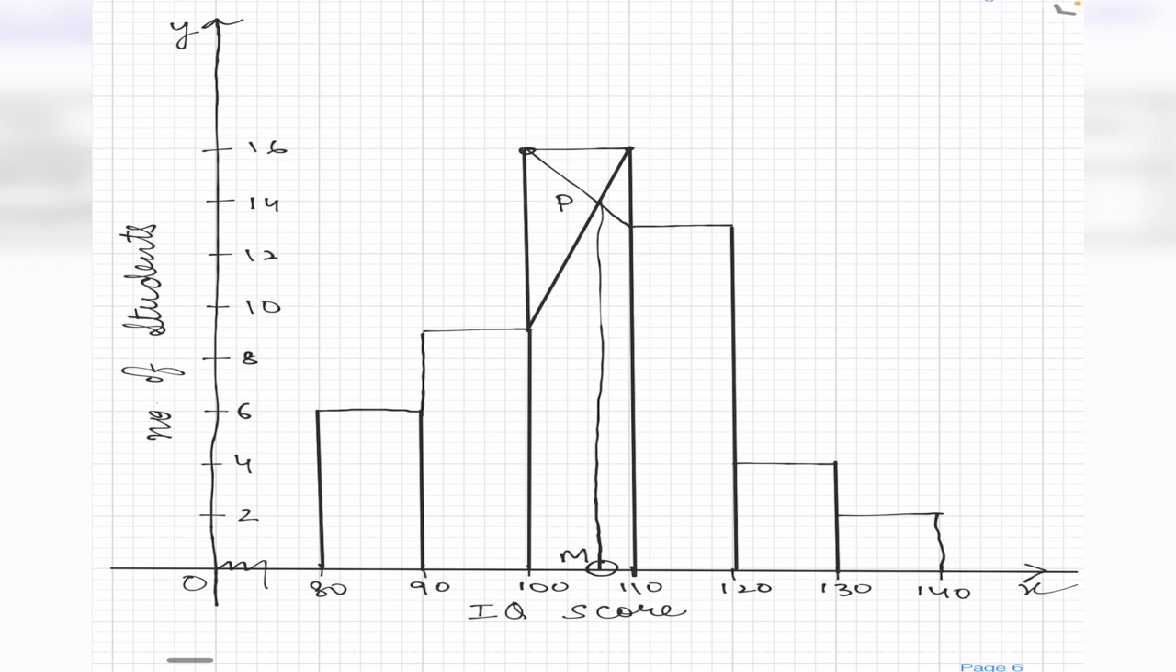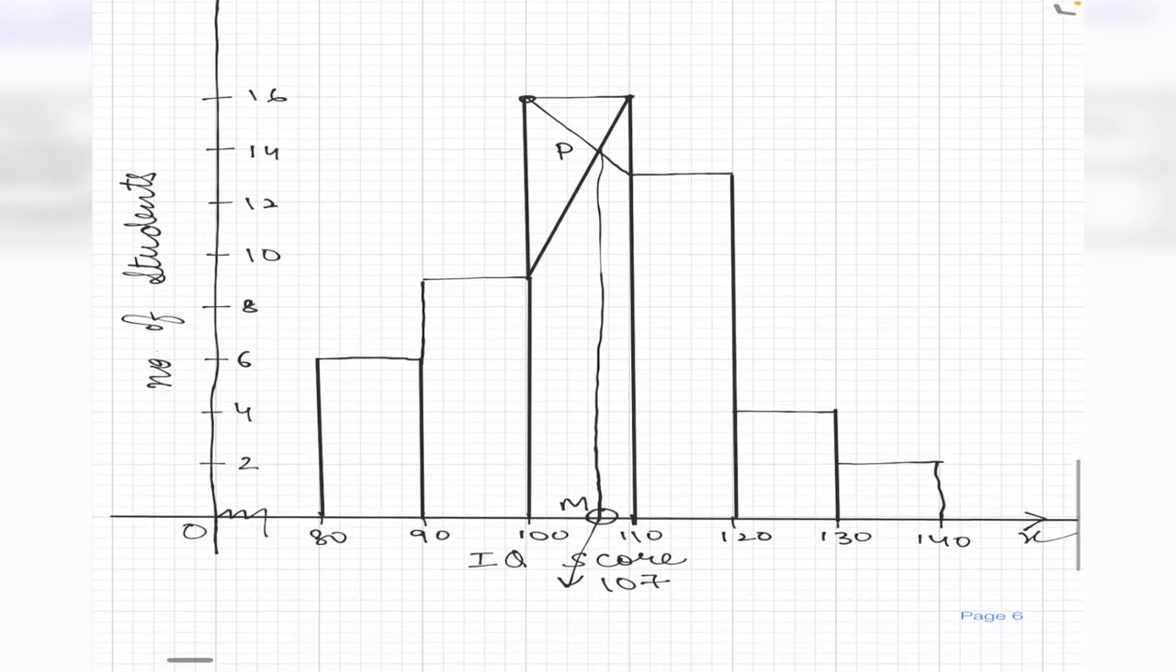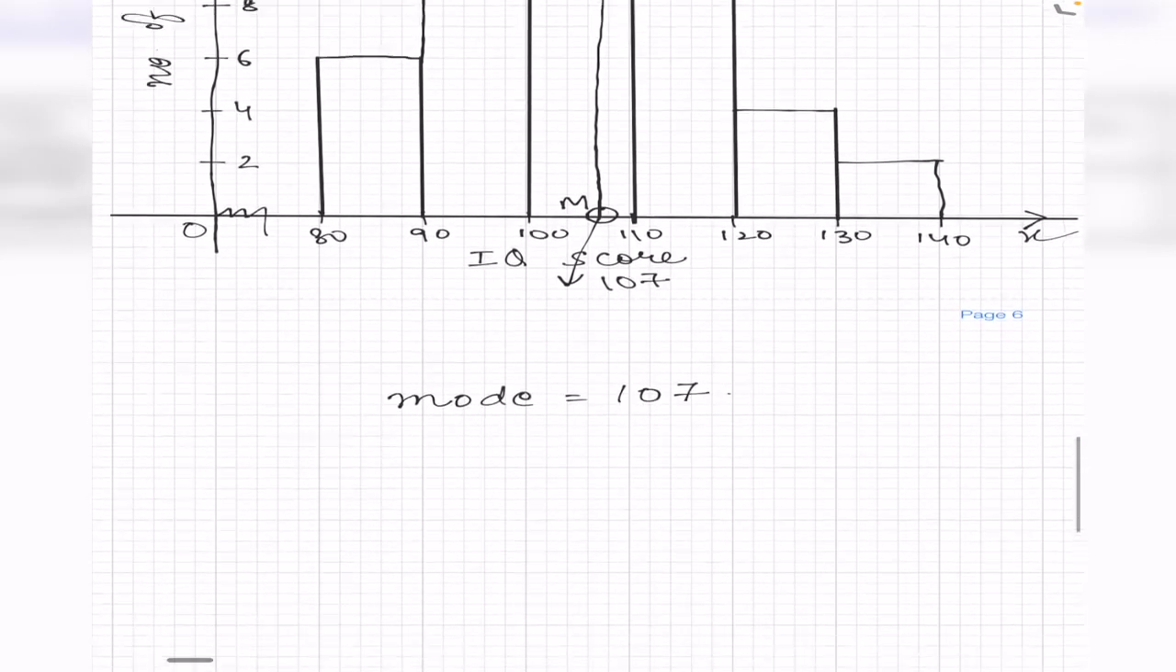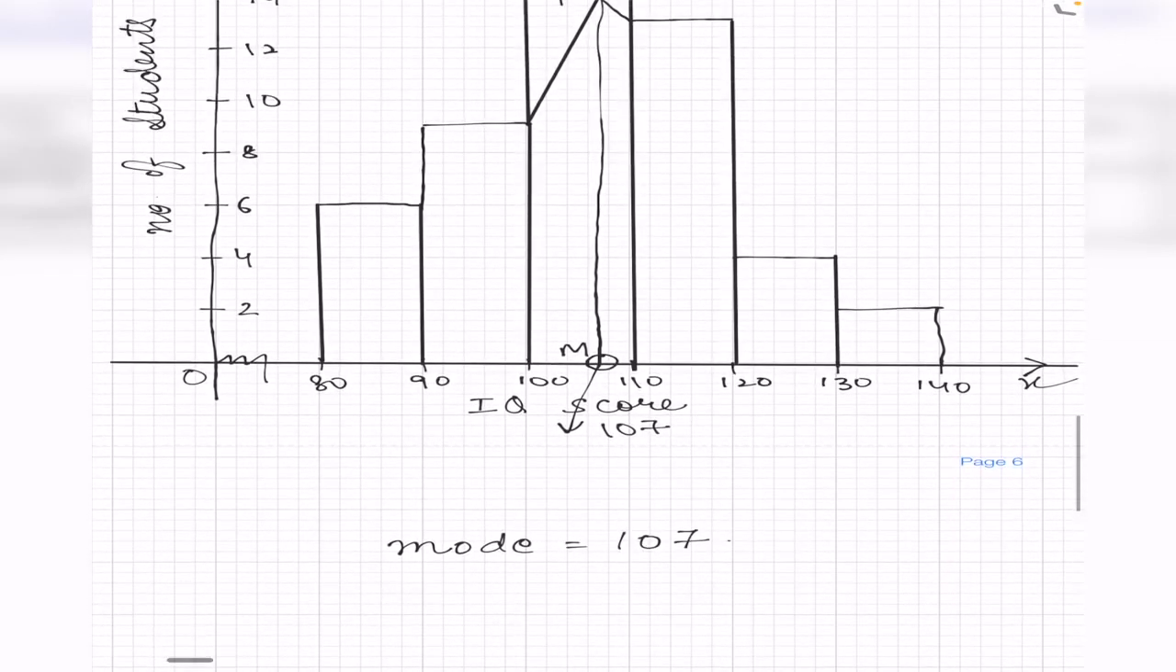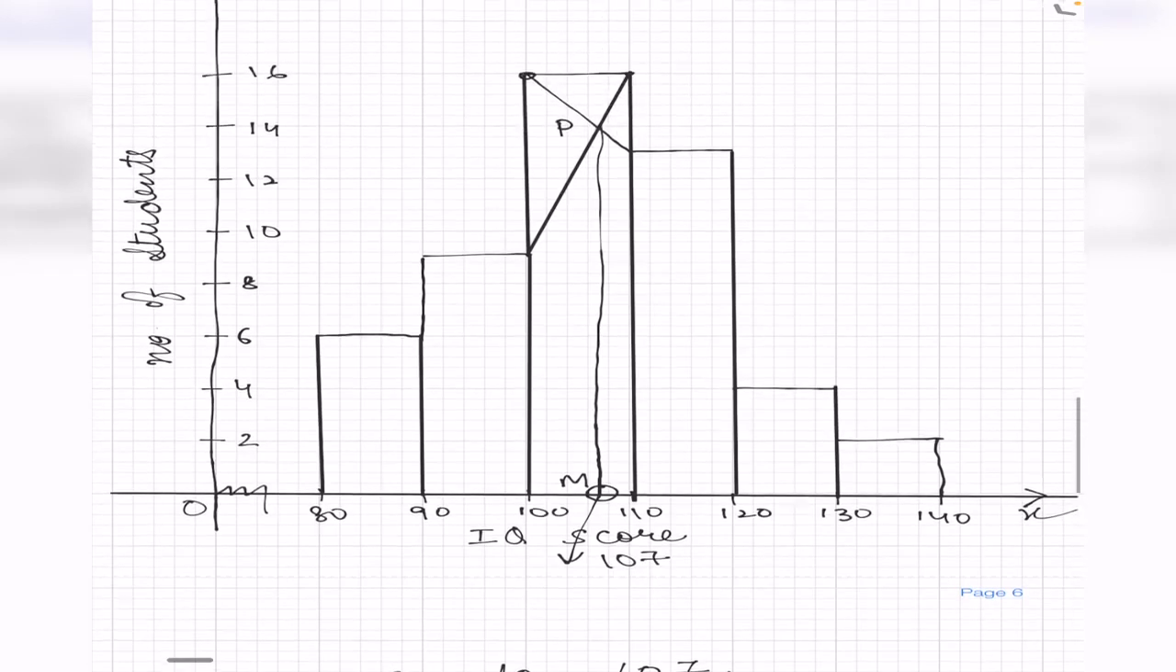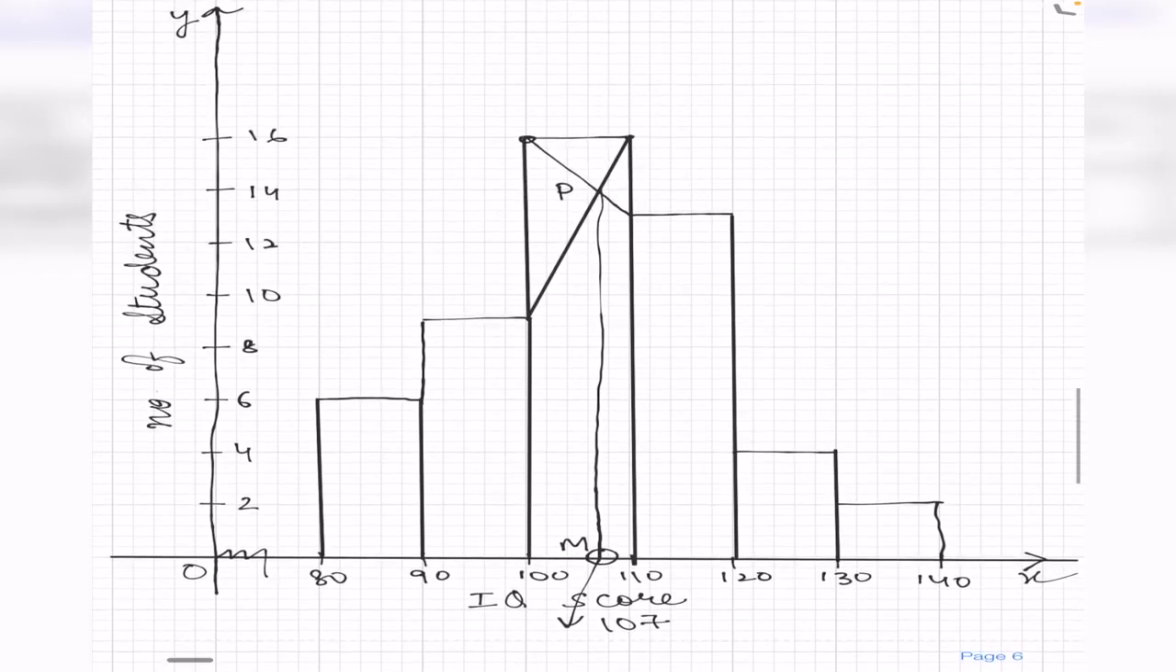We have to mention it over here. We have to circle this point and mention this is 107. This is our mode. So the mode of the given question is 107. You remember, you have to circle this point. So in this way, graphically, we can find out the mode with the help of a histogram. So, based on the same concept, you will practice your exercise 26C. Thank you.